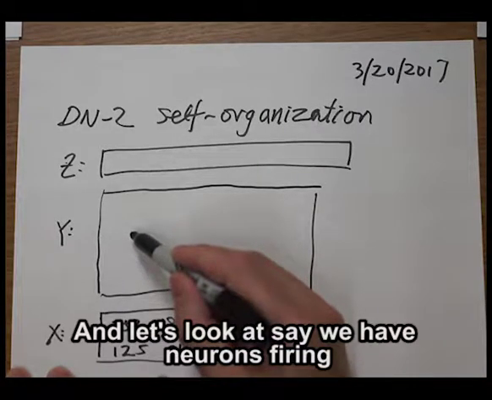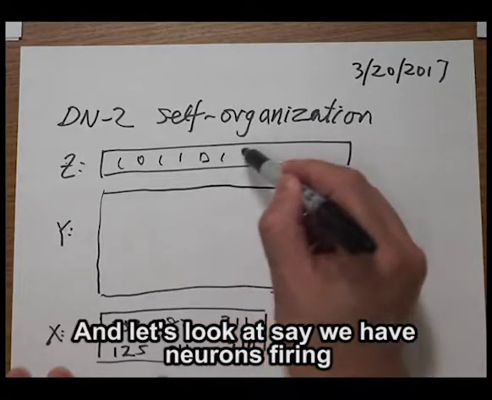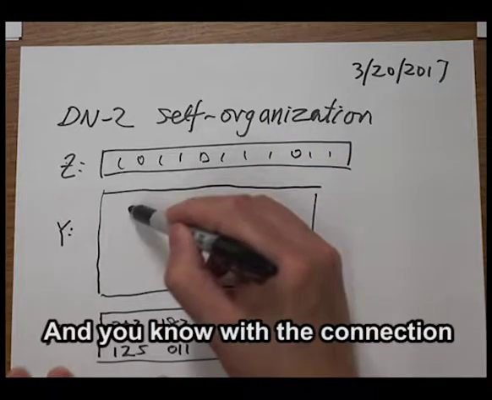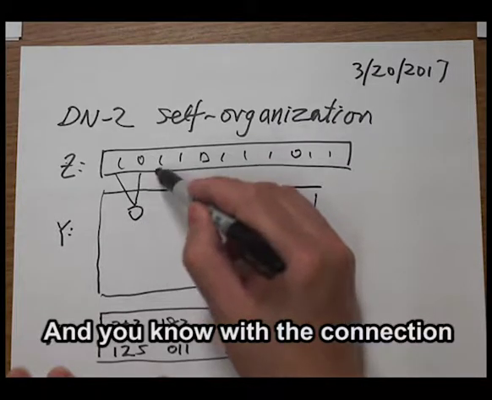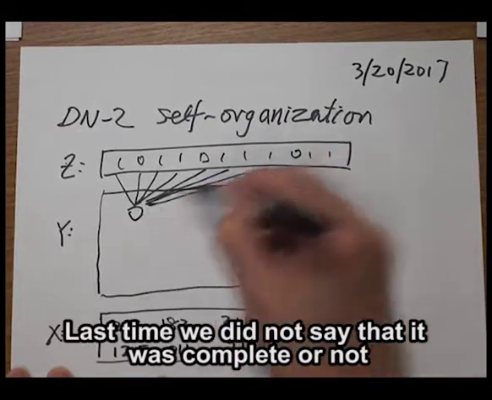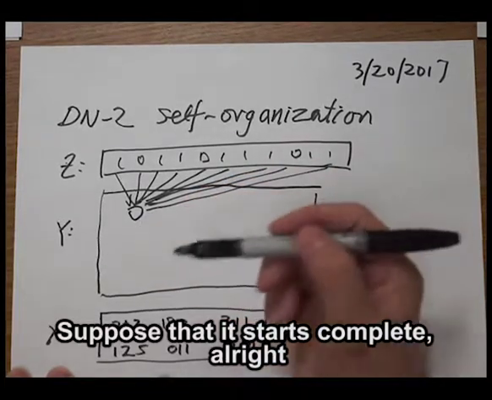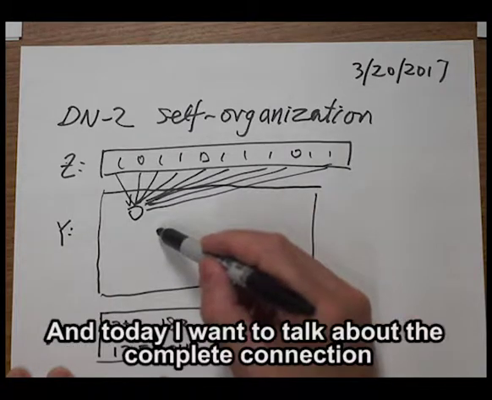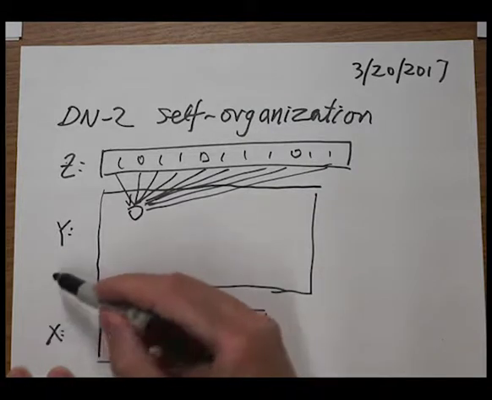And let's look at, say, you have neurons firing with connection. Originally, we assumed that the connection is complete. Last time, we did not say that it is supposed to start with a complete one, all right? And that's Z only. And today I want to talk about the complete connection, which is type 1-1.